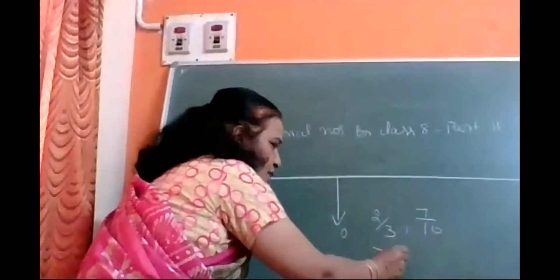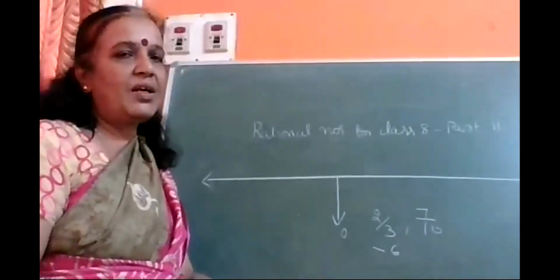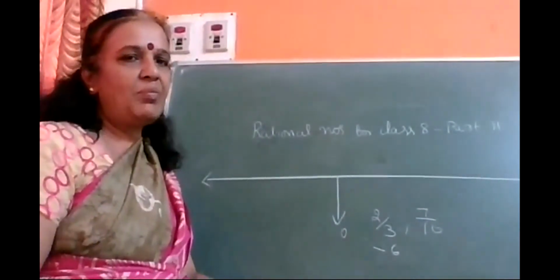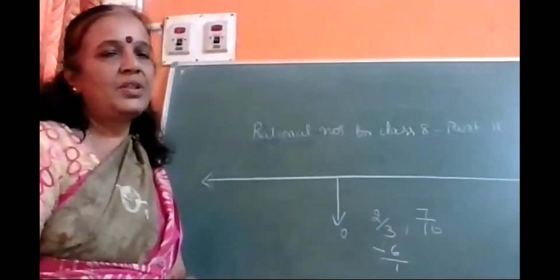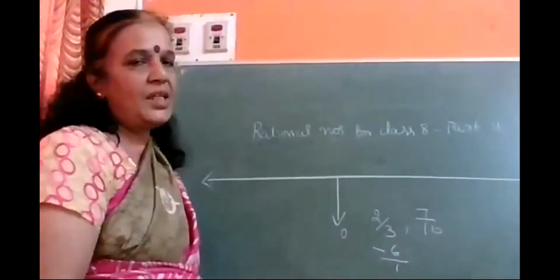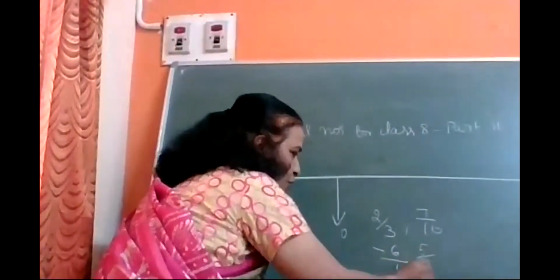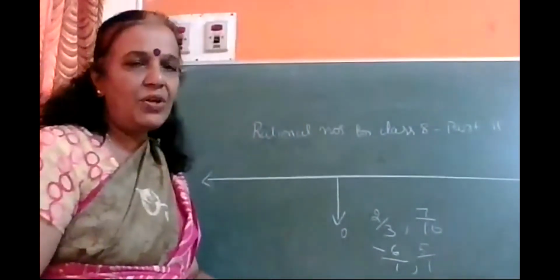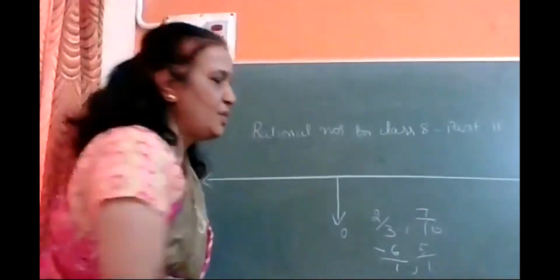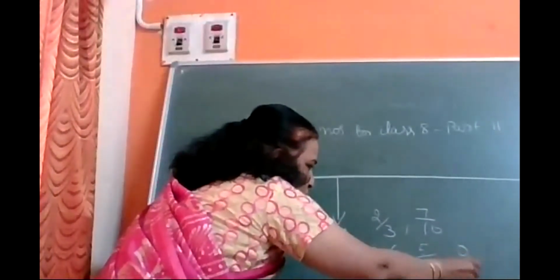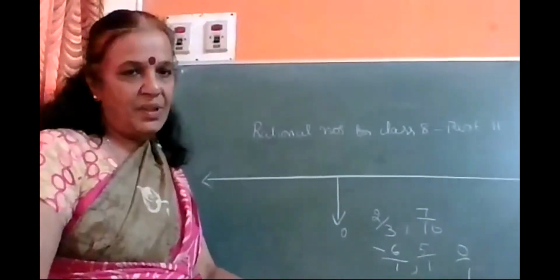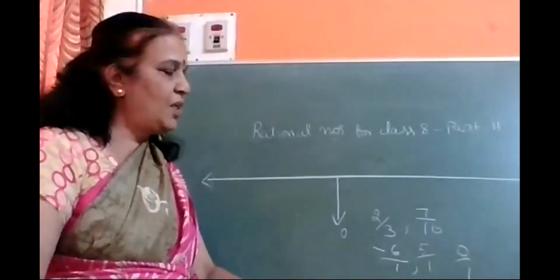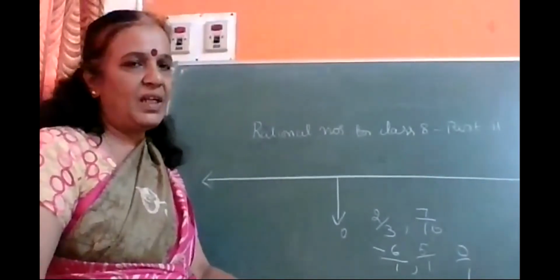Minus 6 is a rational number because minus 6 can be written as minus 6 by 1. 5 is a rational number because 5 can be written in the form of 5 by 1. 0 is a rational number because 0 can be written as 0 by 1. And these rational numbers can be represented on the number line.